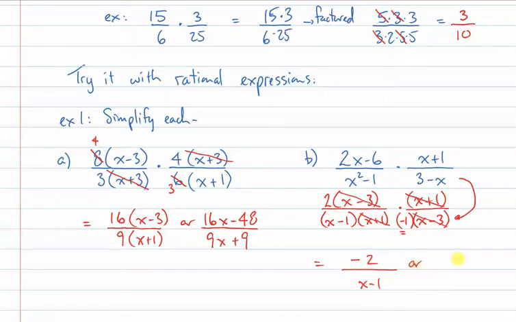Now you can also write this as positive 2 over 1 minus x. Notice how I changed all of the signs. Negative 2 becomes positive 2, positive x becomes negative x, and negative 1 becomes positive 1. What I did here was I multiplied everything by negative 1, numerator and denominator. Both forms are equivalent. I don't mind which one you write.